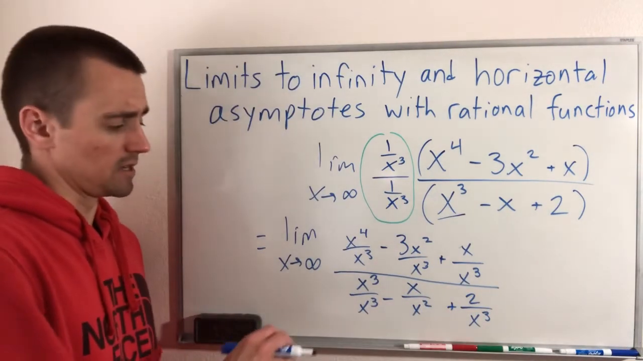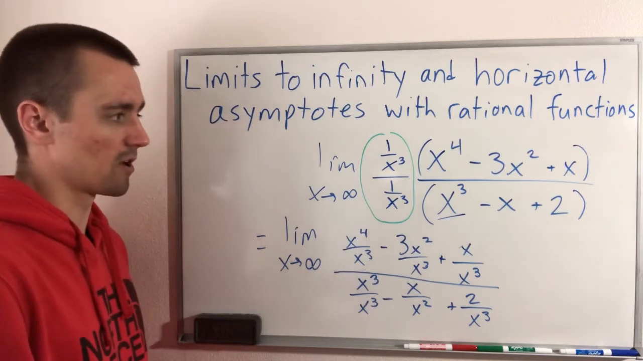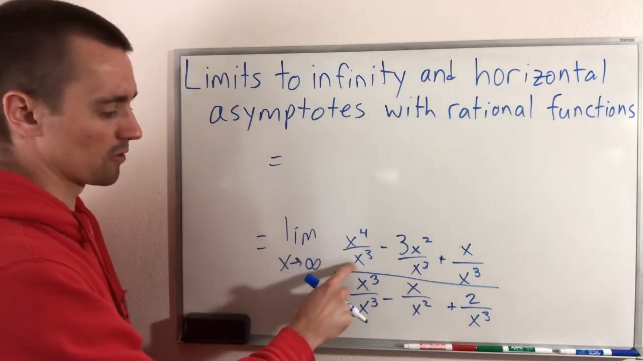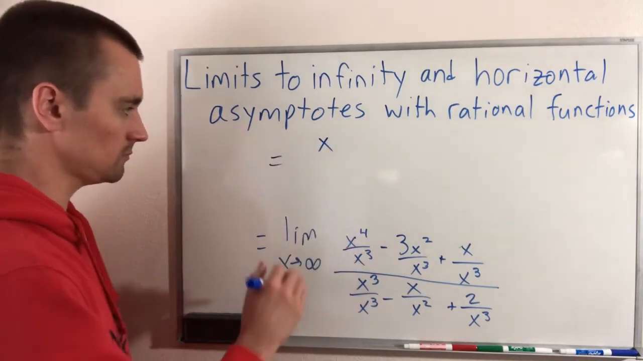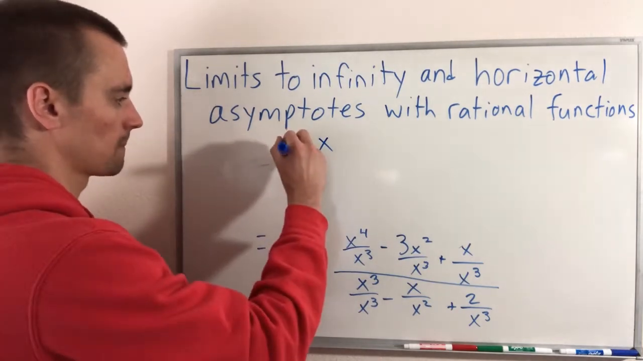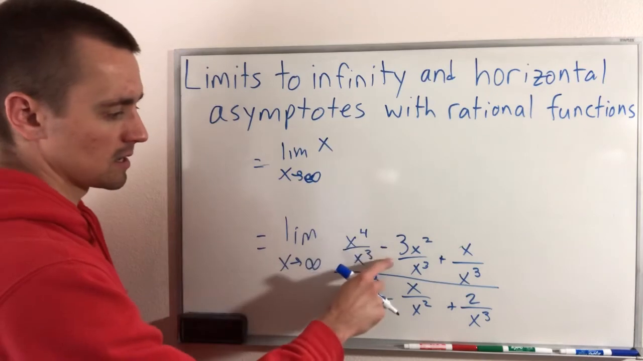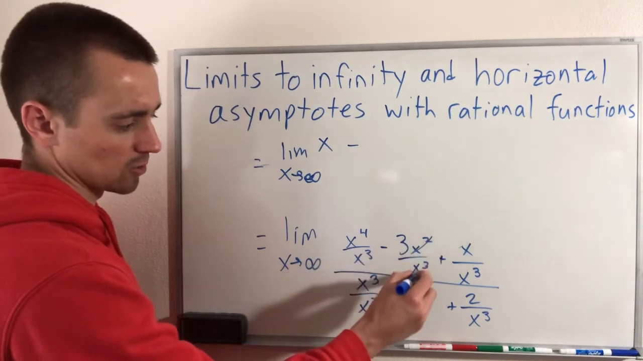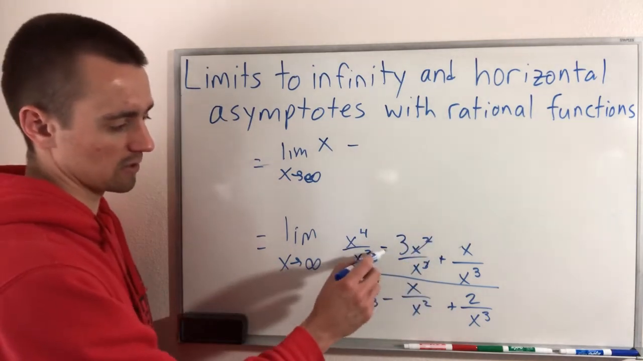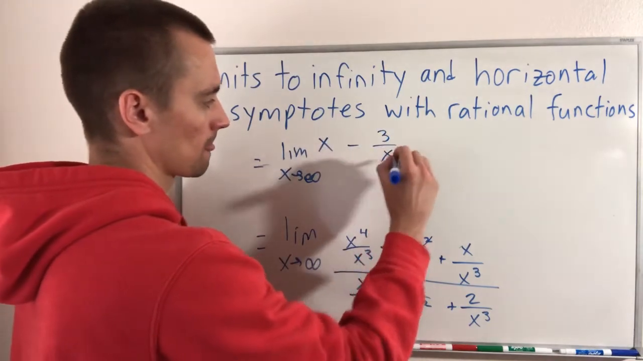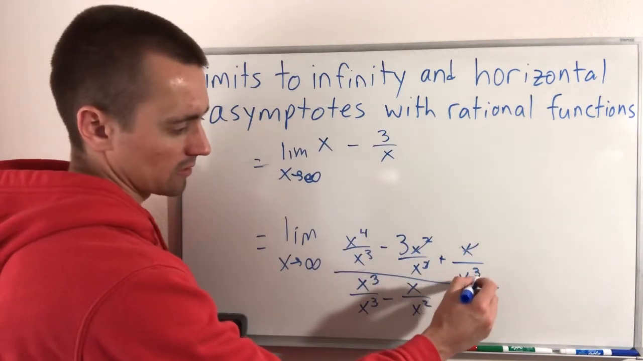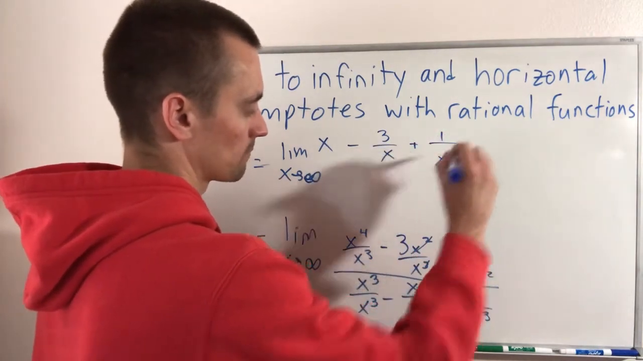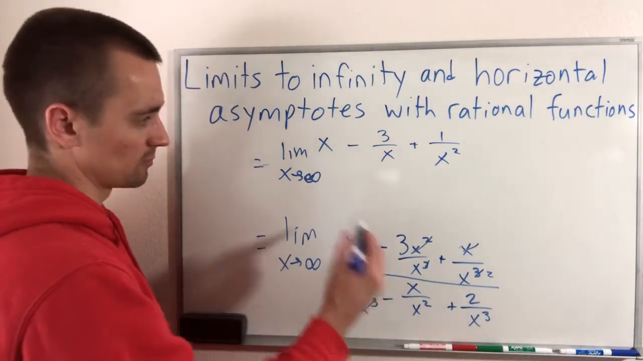Now we want to think about simplifying each of these terms individually. x to the fourth over x cubed would just be x. Don't forget our limit out front here. The x squared would cancel with 2 of these x's down here, so it would just leave us with minus 3 over x. This x would cancel with 1 of these x's down here, which would bring that down to an x squared, so we'd get plus 1 over x squared. Then here, x cubed over x cubed is just 1.